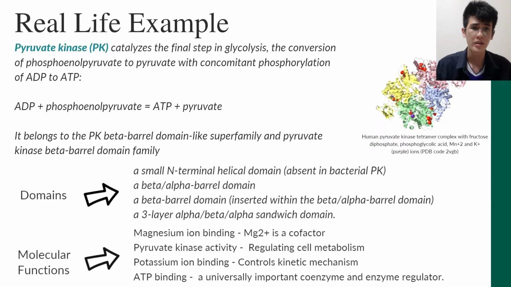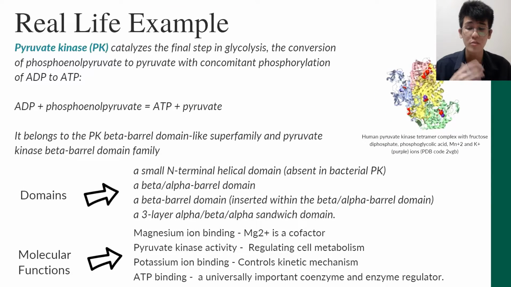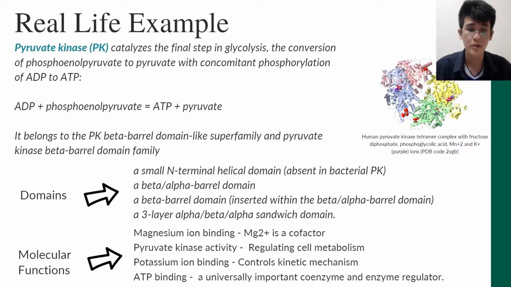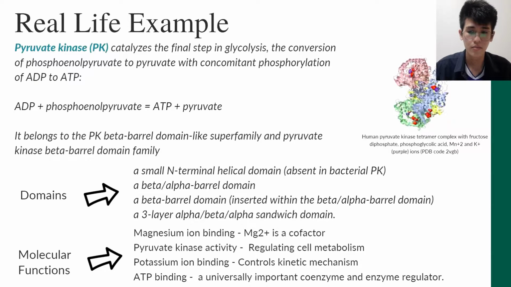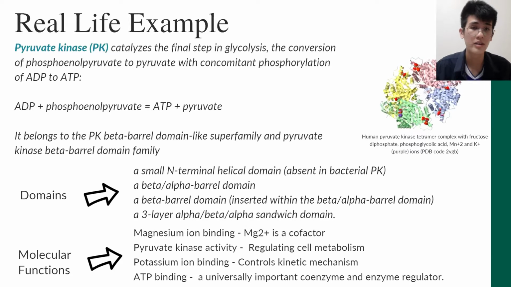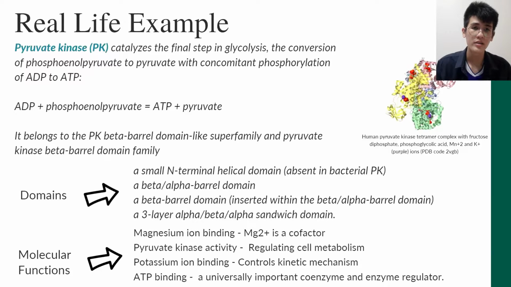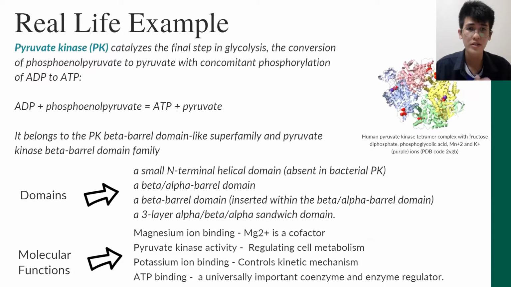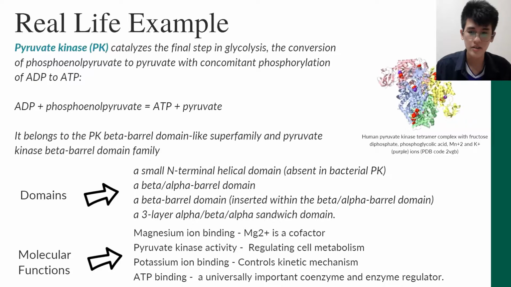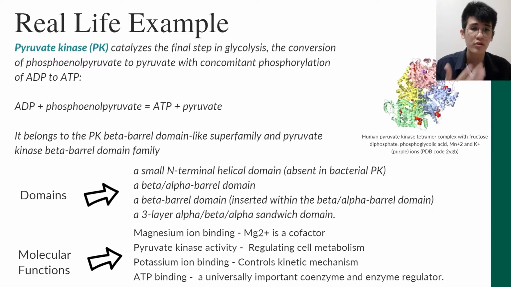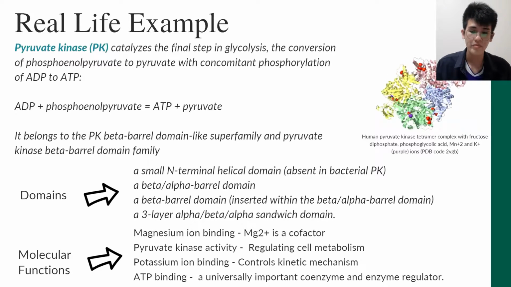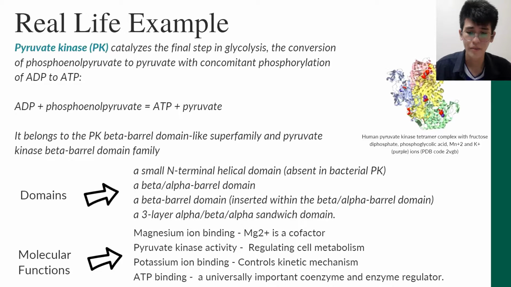So after you have all the information that you have gotten from the database, which are very accurate, you can actually write it down, copy paste it down, just like what I did. For my case, I chose pyruvate kinase. So the function is that it catalyzes the final step in glycolysis, which is the phosphorylation of ADP to ATP. And then the end product is also pyruvate.